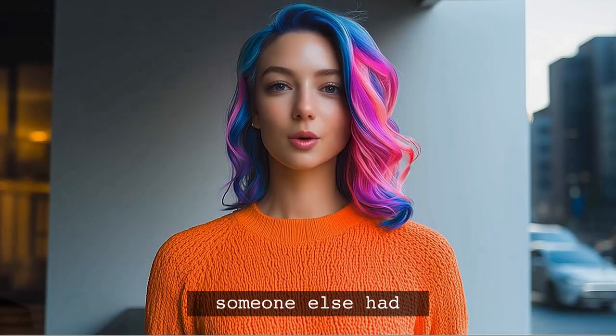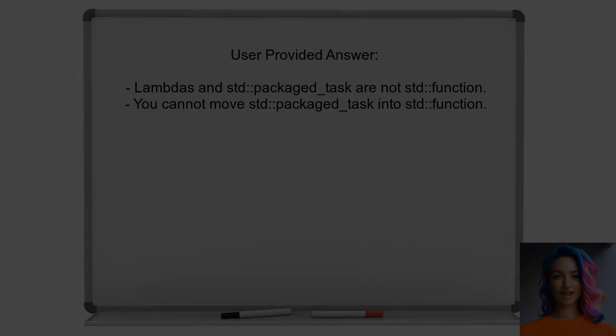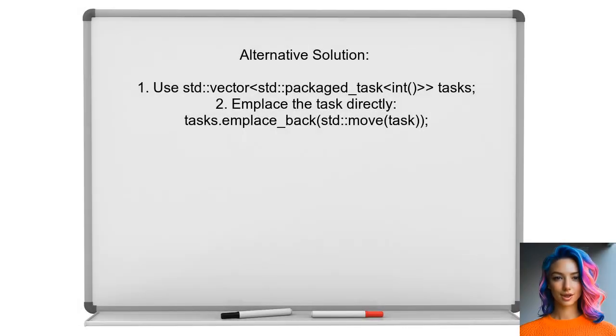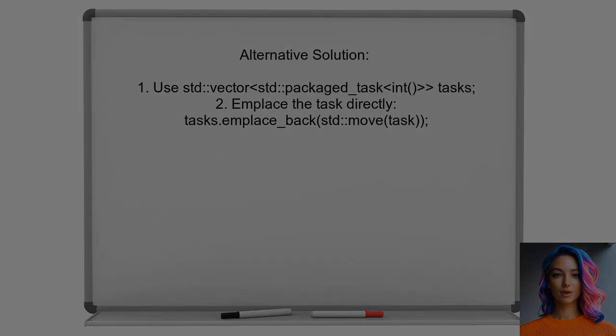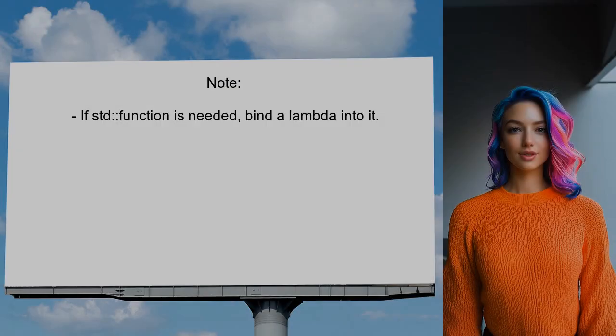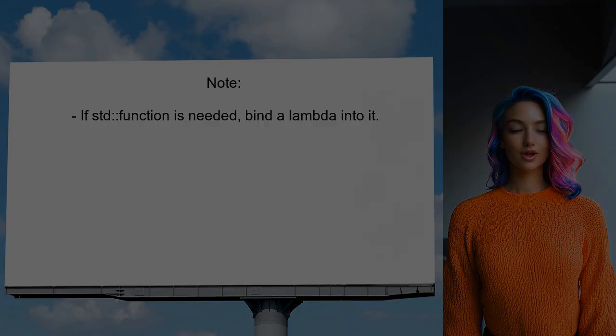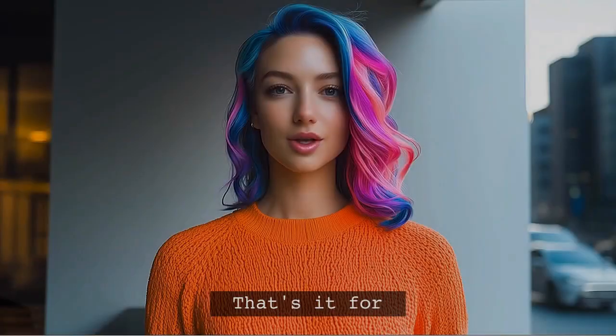Let's see what someone else had to say. This user explains that lambdas and std::packaged_task are not std::function types. They point out that you cannot move a std::packaged_task into a std::function directly. As an alternative solution, they suggest using a vector of std::packaged_task instead. This allows you to place the task directly without issues. If you need a std::function, you'll have to bind a lambda into a std::function explicitly. That's it for that response.